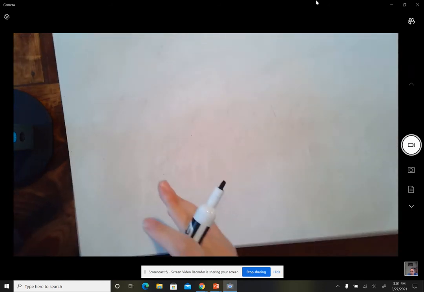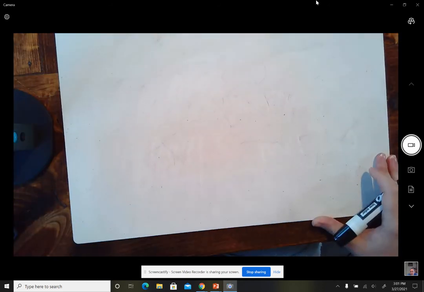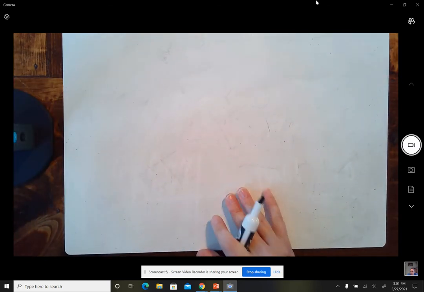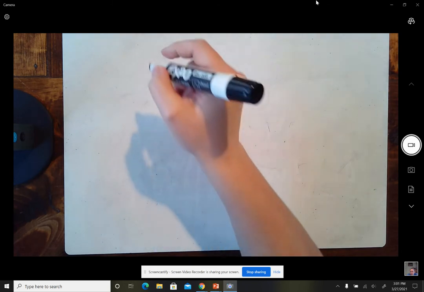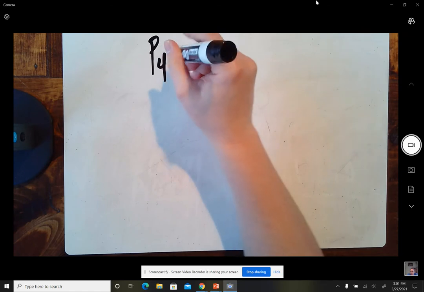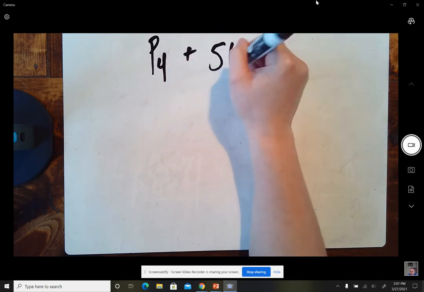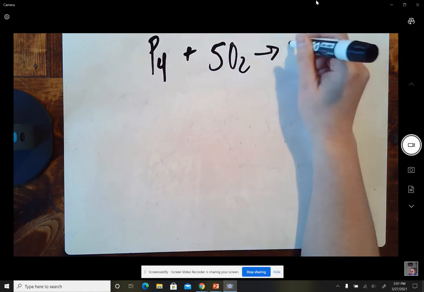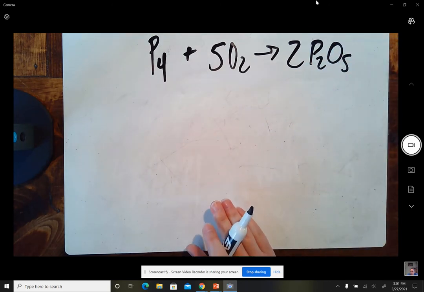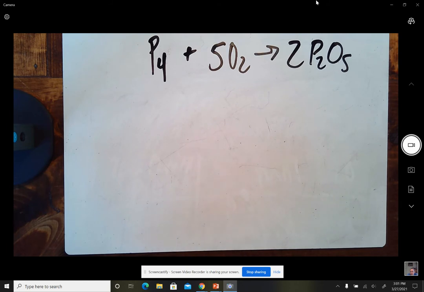All right. So here we go. I'm going to try to not knock over my camera. All right. So we're just going to go back to this old equation that we had been using. All right, so I've got my balanced chemical equation. Let's see.